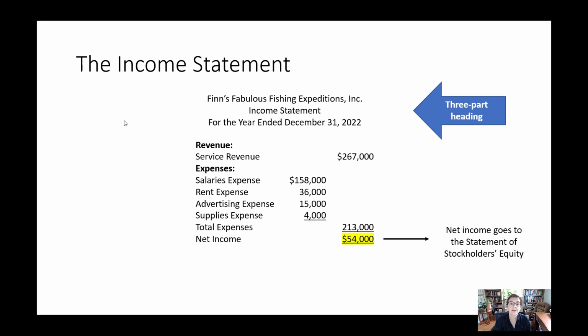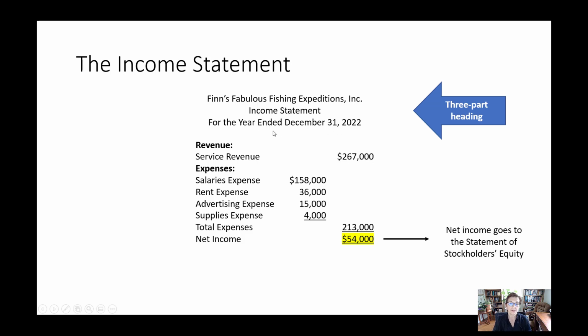You're going to have the name of the company at the top. The second line is going to tell you the financial statement, so in this case, it's the income statement. The third line is going to tell you the date. For an income statement, it is for a period of time. So this is for the year ended December 31st. So this is for a year.